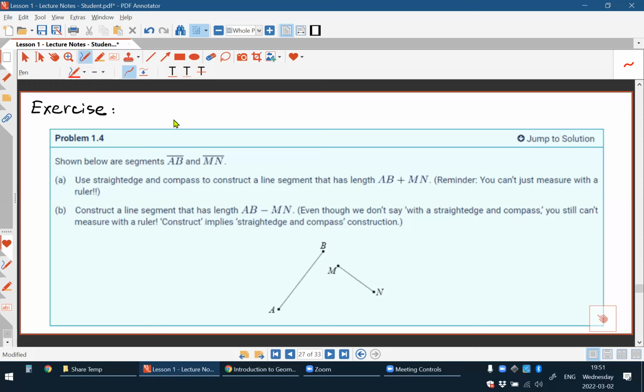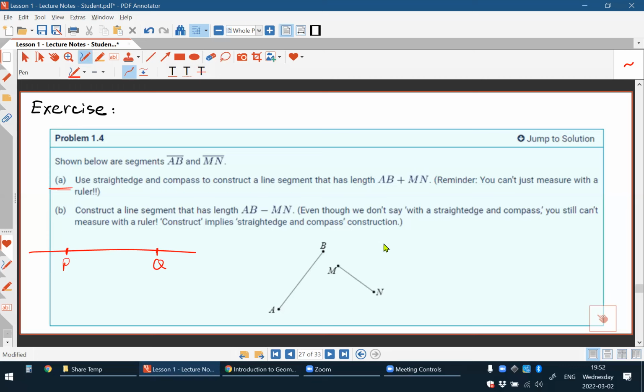So actually, first of all, let's consider question A. First of all, we can draw a line, use the straight edge, right? Draw a line, and then use your compass to copy the line segment AB on this line. This is possible, right? Can you follow me? Okay, let's call the endpoints P and Q. So PQ equals AB, right? So this is our AB.